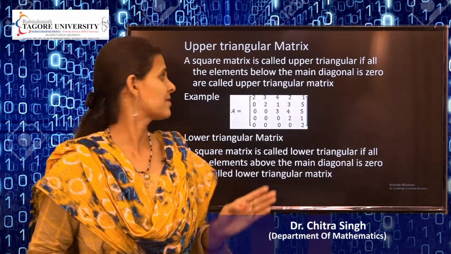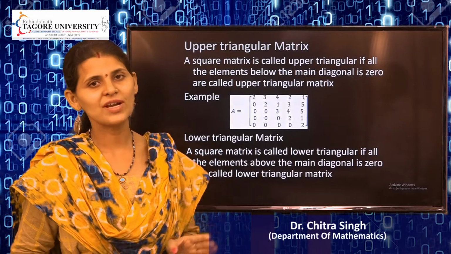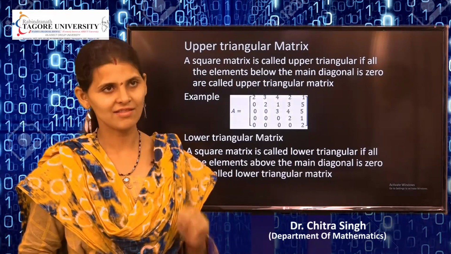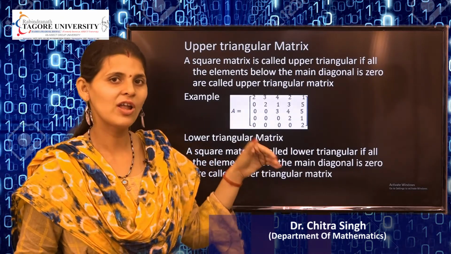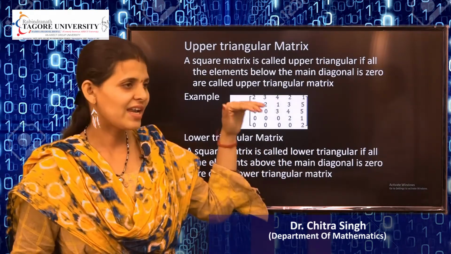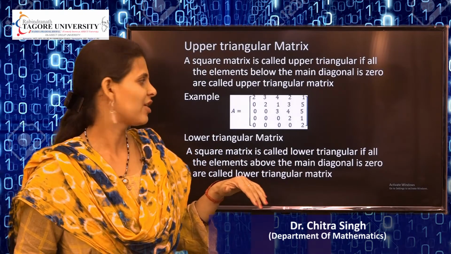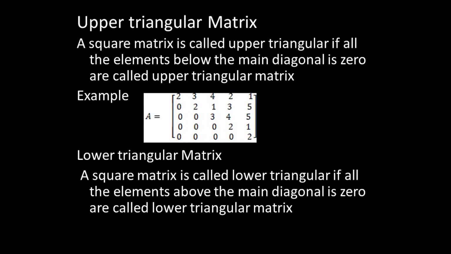Upper triangular matrix. A square matrix is called an upper triangular matrix if all the elements below the leading diagonal are 0. In this matrix, only the upper elements or upper entries are present, and on the leading diagonal and below the diagonal, zeros are present. Only upper elements occur, the others are 0. Below the leading diagonal the elements are 0. So this matrix is an upper triangular matrix.